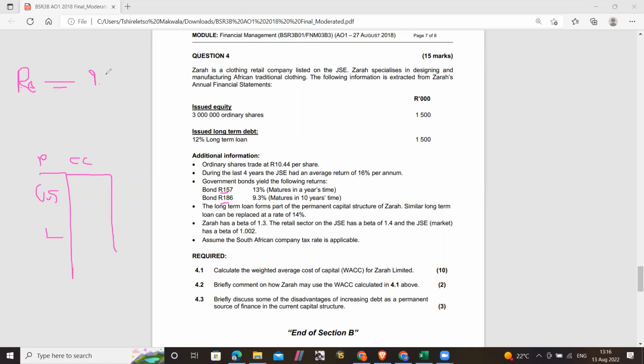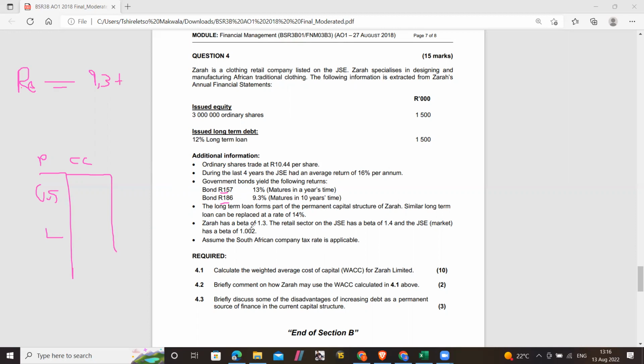The reason why we take long term, sometimes they won't give you this. They will just call it a treasury bill. So between a treasury bill and a government bond, you choose a government bond. Why? Because a treasury bill is shorter term than a long-term bond. Here they gave us two government bonds, one short-term, one long-term. So you're going to take the long-term one because we are dealing with basically permanent financing.